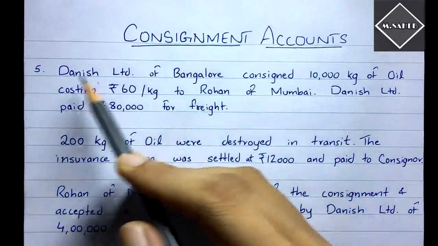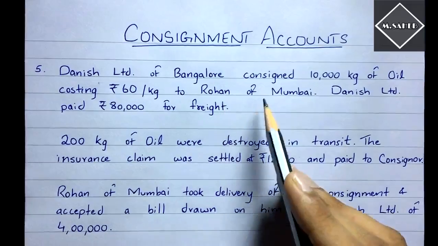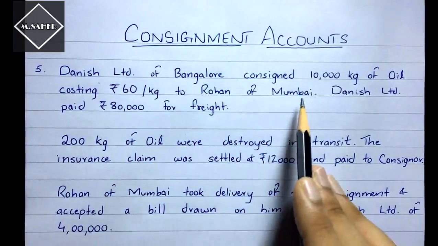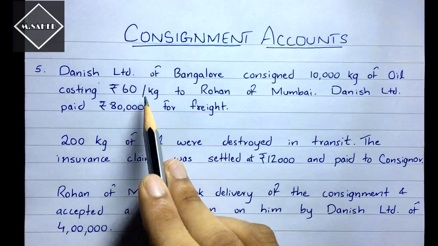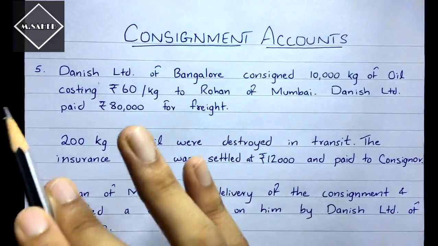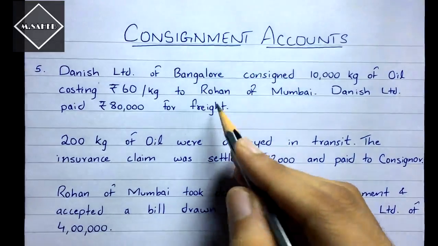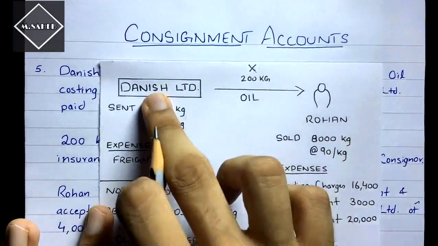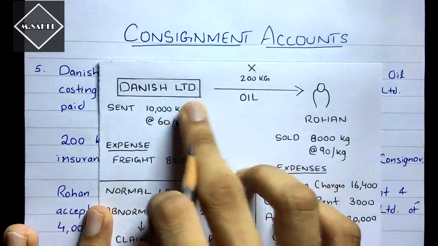Here it is said, Danish Limited of Bangalore consigned 10,000 kg of oil costing rupees 60 per kg to Rohan of Mumbai. So this company Danish Limited has sent goods to Rohan of Mumbai. It has sent a consignment of 10,000 kg of oil costing rupees 60 per kg. Danish Limited is the sender, so Danish Limited is the consigner because he has sent the goods. And Rohan has received the consignment, so Rohan is the consignee. Danish Limited is the consigner and Rohan is the consignee, the sender and the receiver. The consignment is of 10,000 kg of oil which has been sent to Rohan.